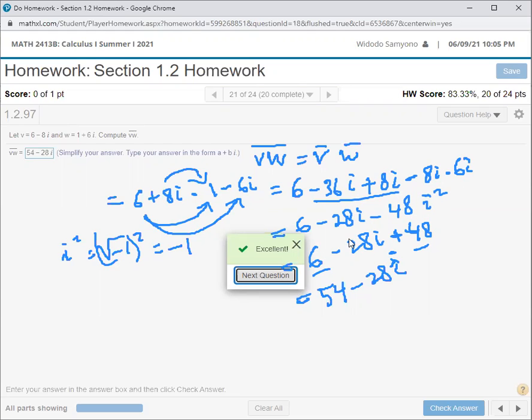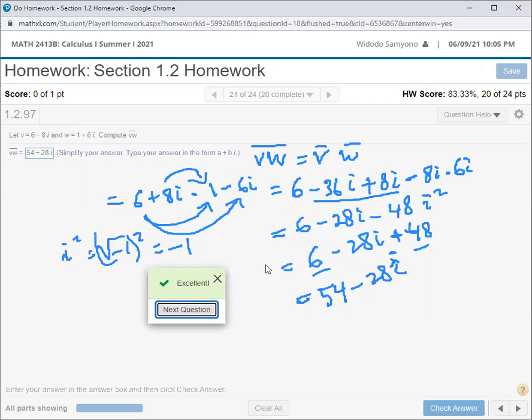So you have 6 here, and then if you combine these two, you get negative 28i, and i squared is equal to negative 1, so it gives you negative 1. Okay. So negative 48 times negative 1, so positive. So this one becomes positive. Now if you combine this, it gives you 54 minus 28i.